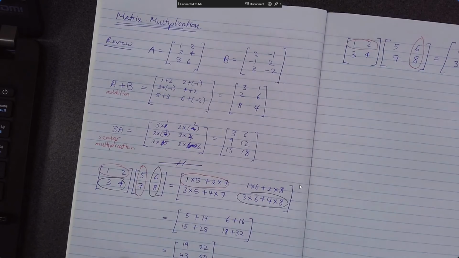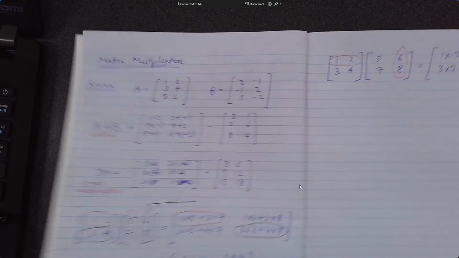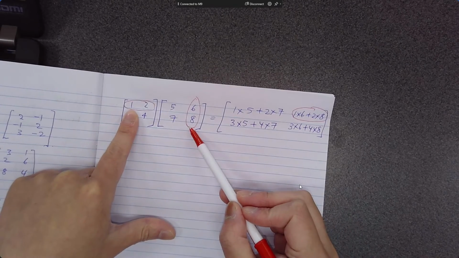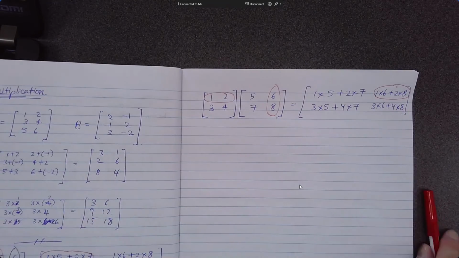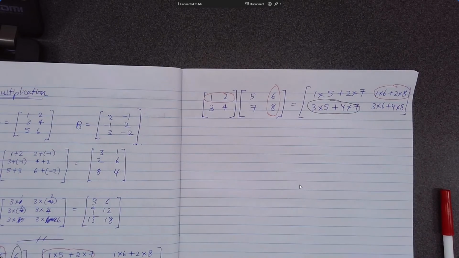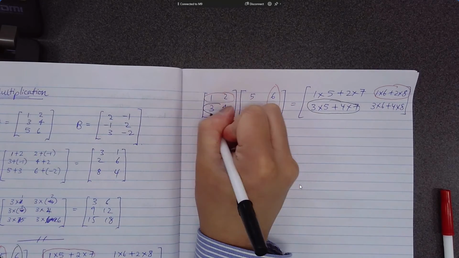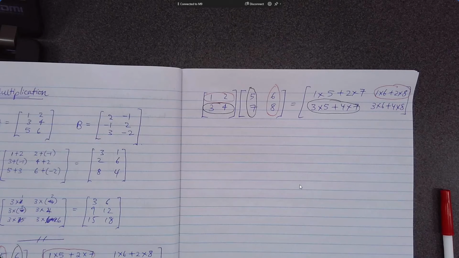Alright, so see here, Kaylin, the first column is in red, whereas here, the second column is in red, because now I'm looking at the second column of the answer. Okay? Similarly, if I wanted this number, which is in the second row, first column, I would take the second row in the first matrix and the first column in the second matrix.